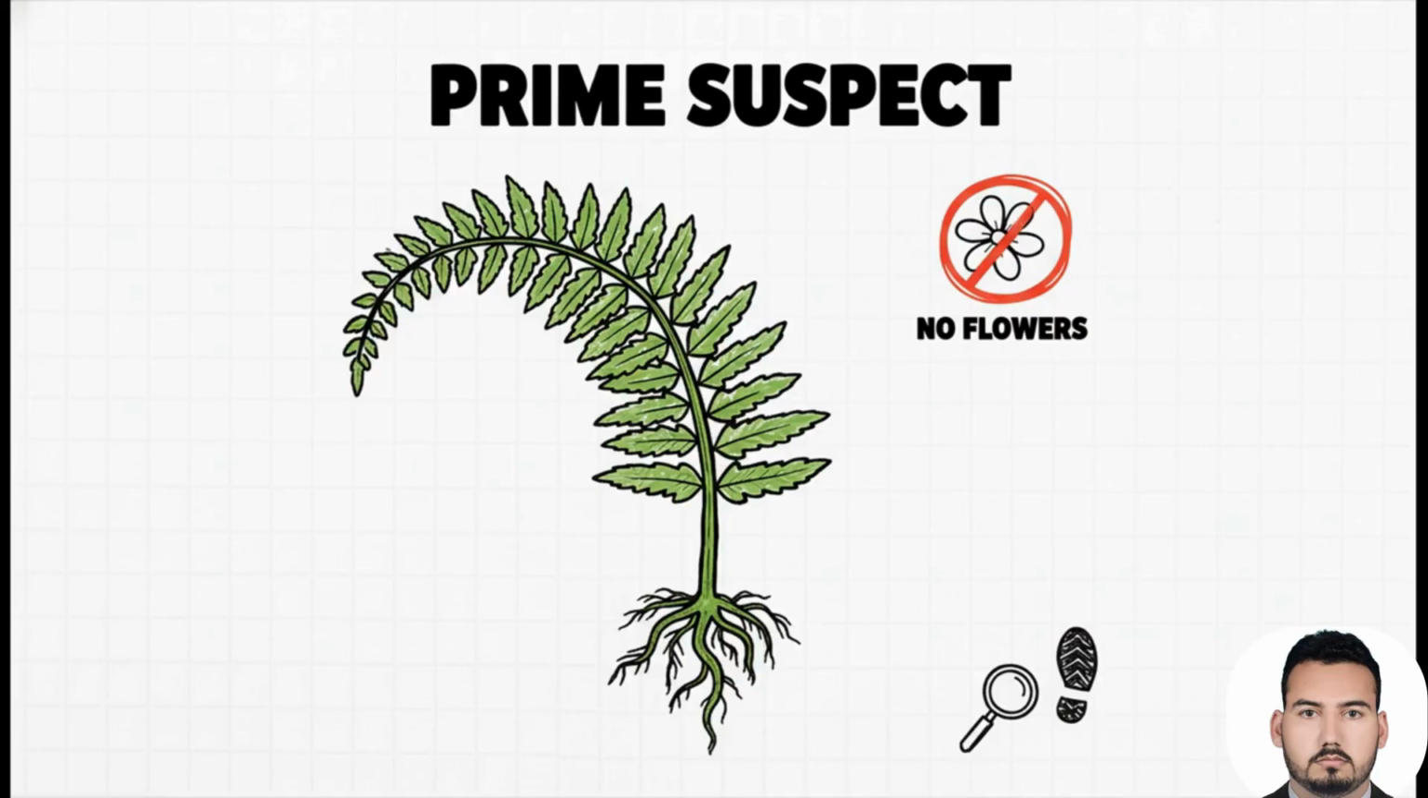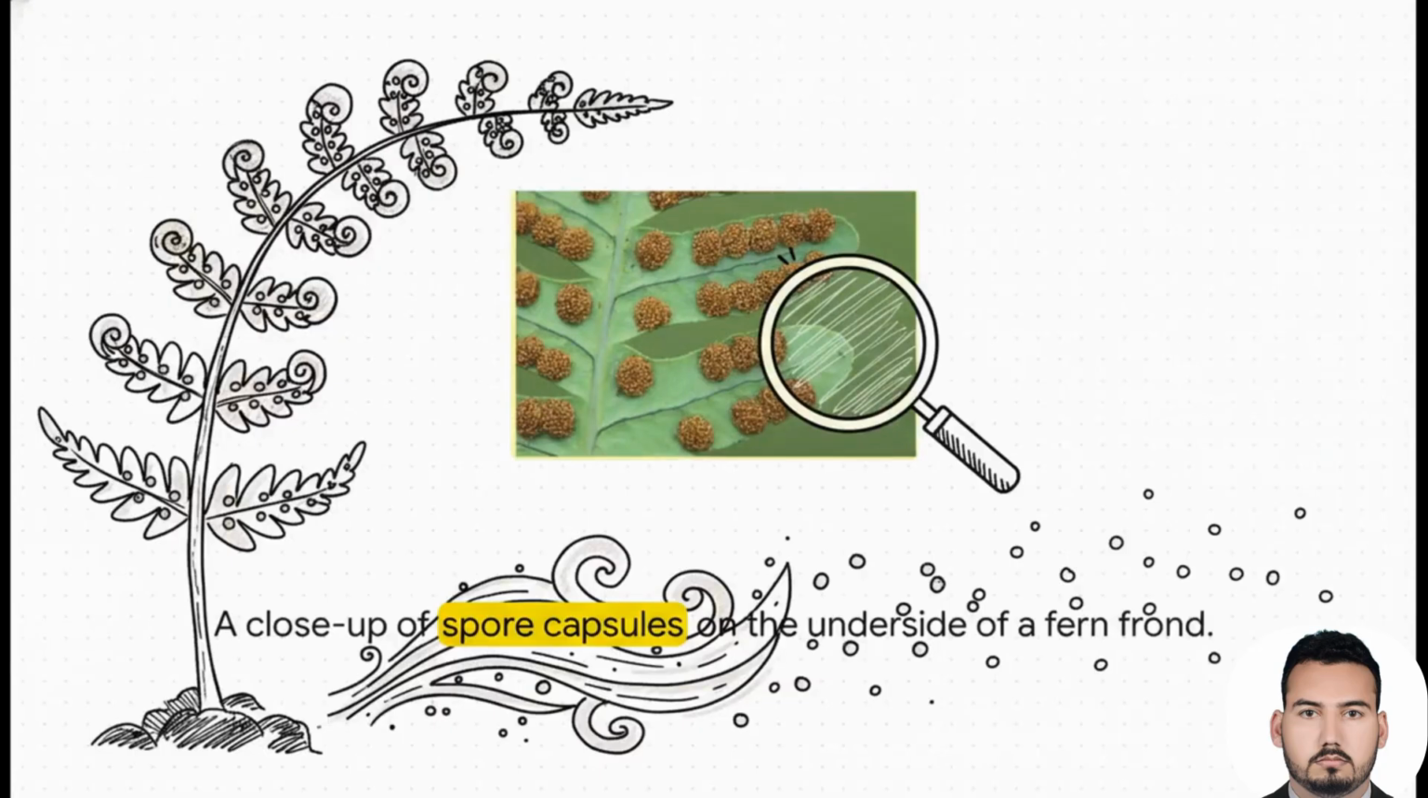So, how do they make more ferns? Well, the secret is hidden on the underside of their leaves. Check this out. Those tiny little brown dots you see? They're not insect eggs or anything like that. They're actually capsules full of spores. Each one contains thousands of microscopic spores. So instead of making a seed, a fern just releases these spores into the wind, hoping they'll find a new place to grow. It's a completely different and way older strategy for survival.